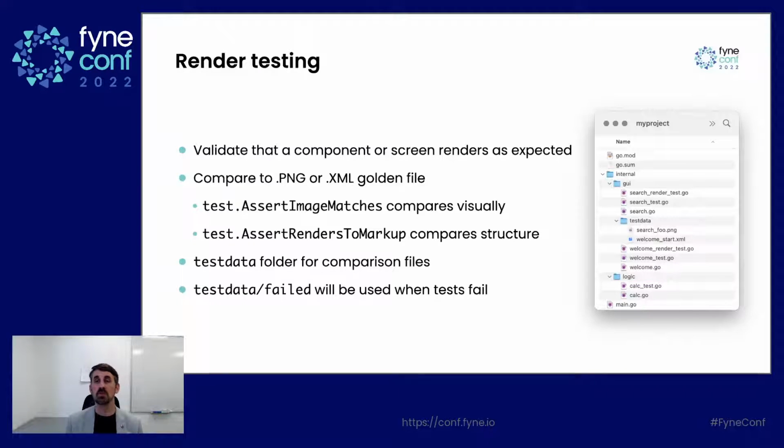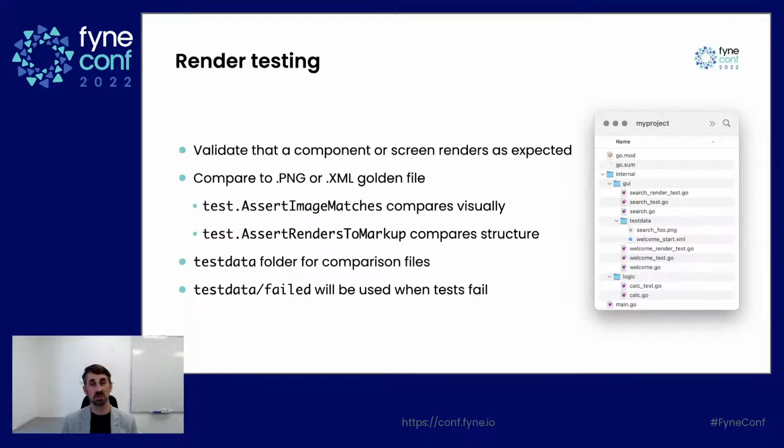There will be a new folder created the first time you run these tests called test data failed. It's inside the test data folder, and it will contain the image or XML that was encountered that didn't match the expectation. So this is going to help you understand how something failed once your tests are running more frequently. But when they run for the first time, it's going to provide what did happen, and you can then move that into the test data folder if it's the right thing. So be sure to check the content.